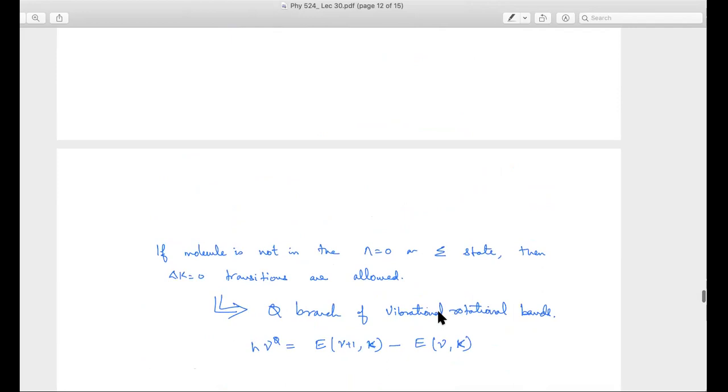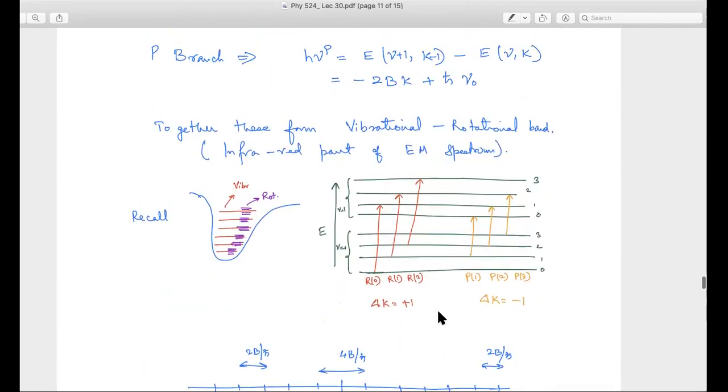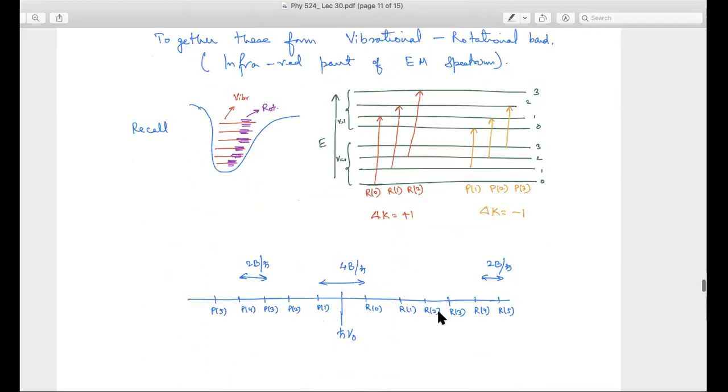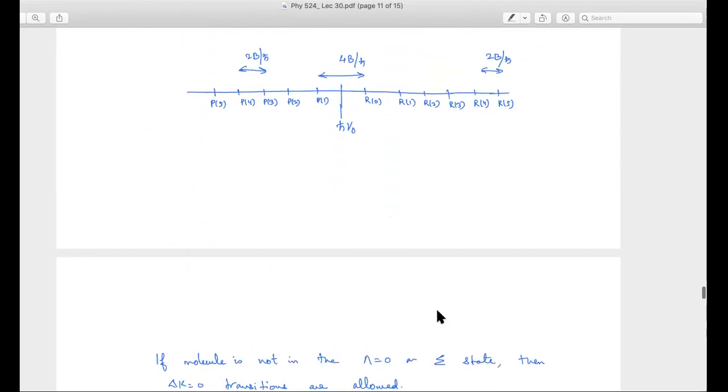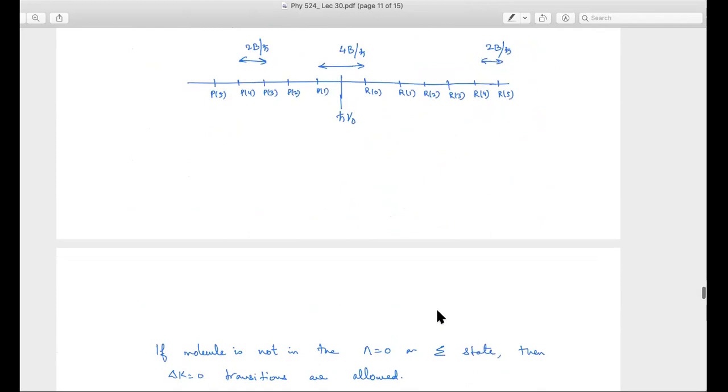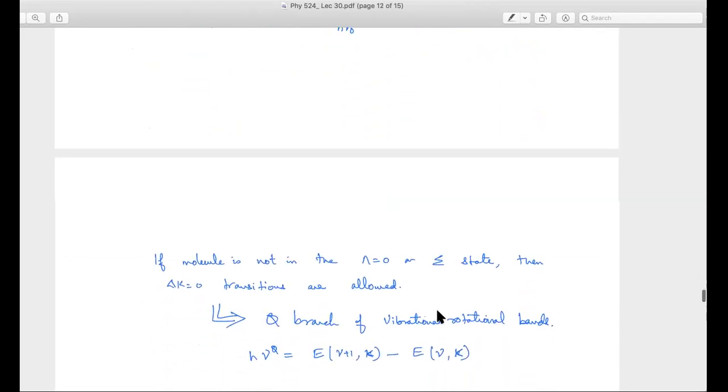Okay, so this was all when delta K has to be 1. But recall there was another possibility: if lambda is not 0 to start with, so if the molecule is not in the lambda is equal to 0 state, or the sigma state, then delta K is equal to 0 transitions are also allowed. And those are called the Q branch of the vibrational rotational motion, where I have h nu Q is equal to E of nu plus 1, k minus E of nu, k.